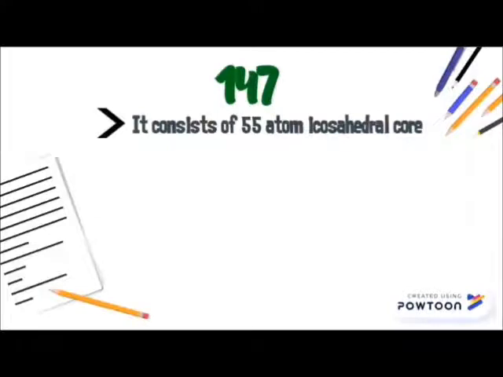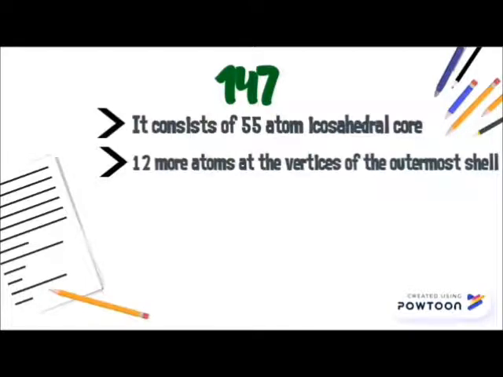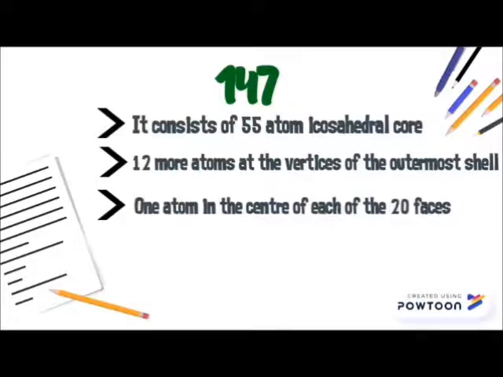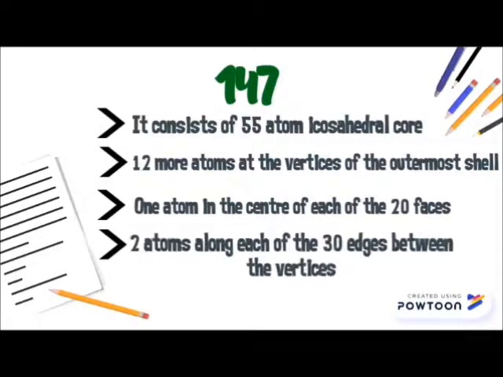It consists of a 55 atom icosahedral core. Next, 12 more atoms at the vertices of the outermost shell. In addition, 1 atom in the center of each of the 20 faces. And lastly, 2 atoms along each of the 30 edges between the vertices.